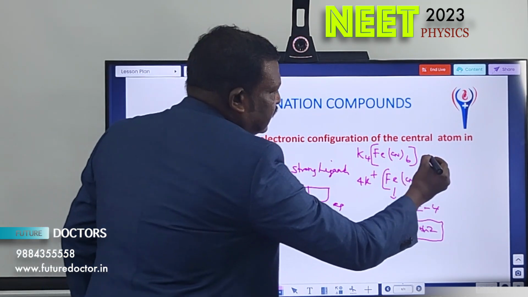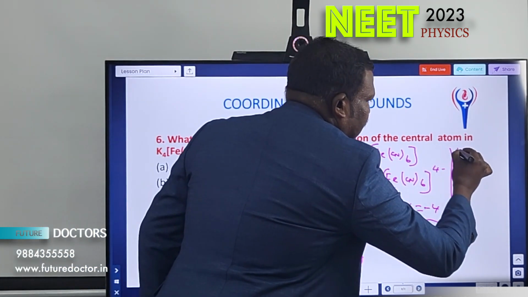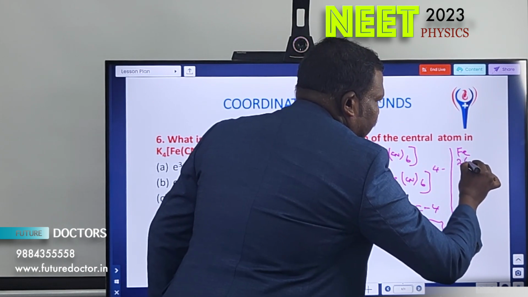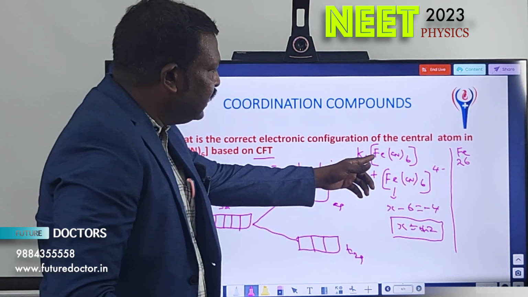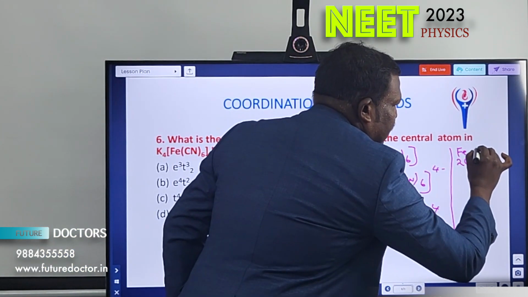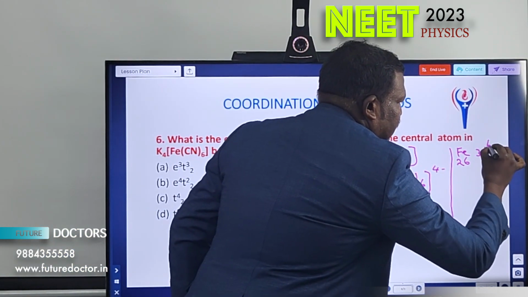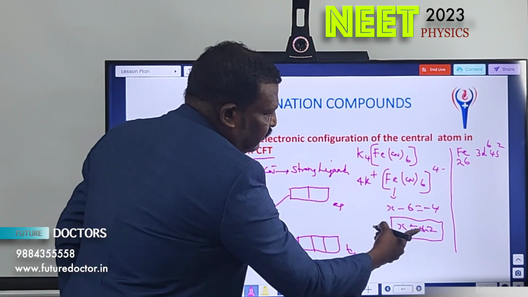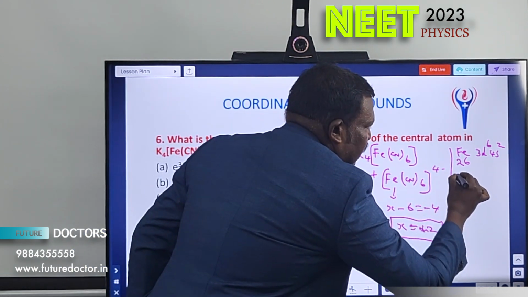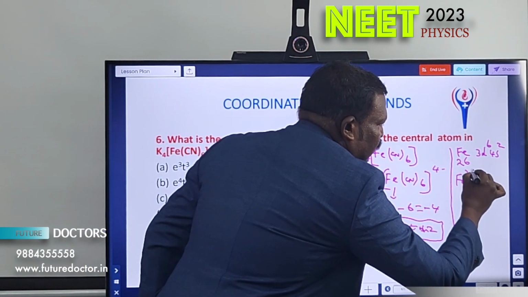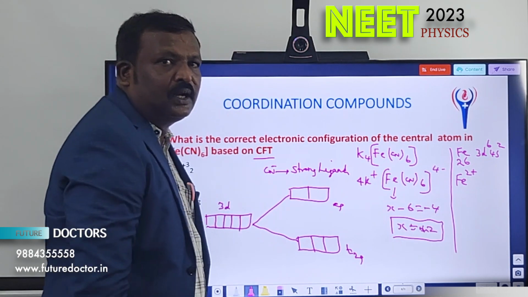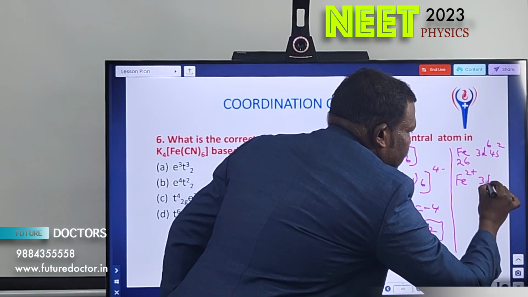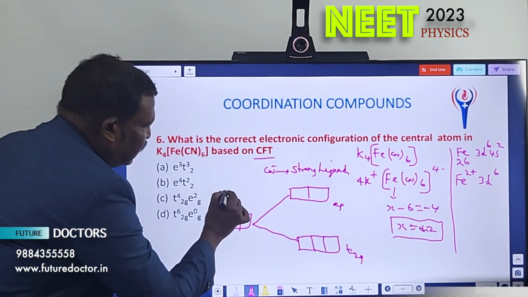For Fe, you tell me the atomic number. In all the sums we need the atomic number; without it we cannot do anything. The atomic number for iron is 26, so the configuration ends with 3d6, 4s2. Correct or not? But in this complex, Fe is 2 plus. Fe 2 plus means loss of 2 electrons, so we have 3d6 only. That 3d6 only I put here.